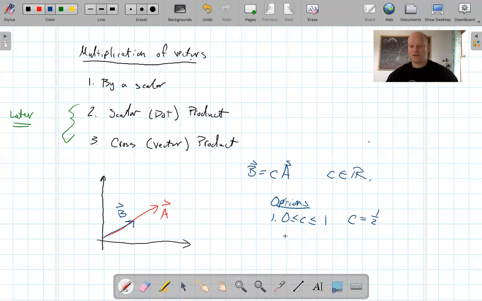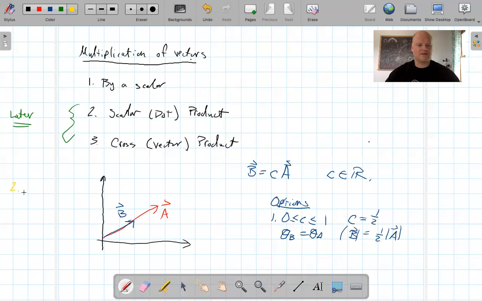In this case, the orientation is still going to be the same, which means that the angle theta B will still be equal to angle theta A, except now the magnitude of B is going to be equal to 1/2 of the magnitude of vector A. So that's option number one.